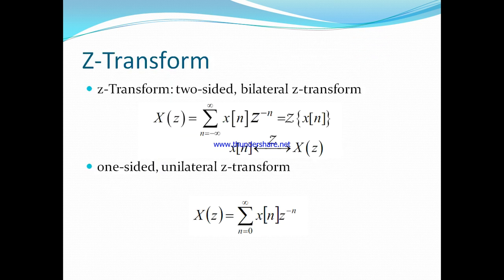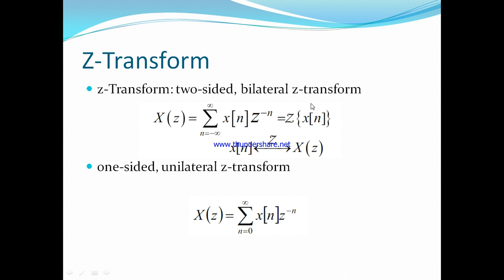Now we are going to see the Z transform definition. The Z transform is a two-sided, bilateral Z transform, represented by X of z equal to sigma n equal to minus infinity to plus infinity, x of n into z power minus n. Next, the one-sided, unilateral Z transform, that means X of z equal to sigma n equal to 0 to infinity, x of n into z power minus n. So we can see these two equations.